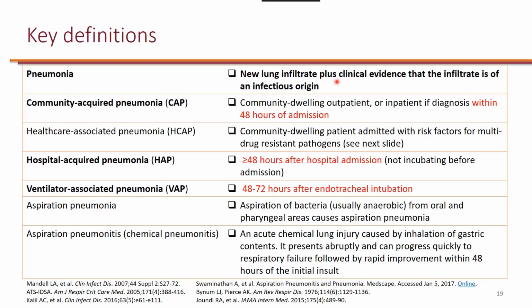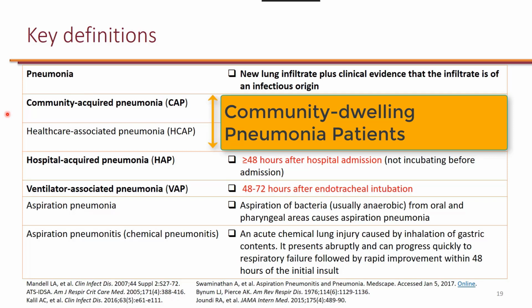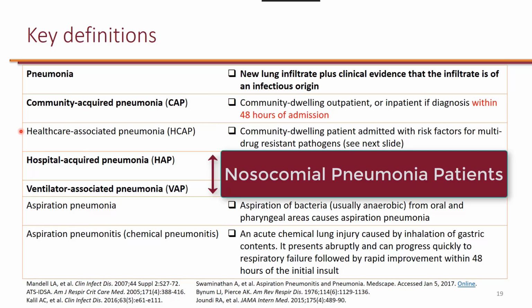Now, generally speaking, there are two types of pneumonia patients. There are community dwelling patients, which means patients who are not hospitalized, so they are residing in the community, and that consists of community-acquired pneumonia and healthcare-associated pneumonia. So these two types of pneumonia patients actually reside in the community. Whereas we have nosocomial pneumonia, and patients with nosocomial pneumonia will be residing in the hospital. The two types of nosocomial pneumonia are hospital-acquired pneumonia and ventilator-associated pneumonia.